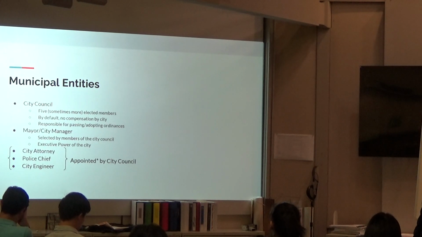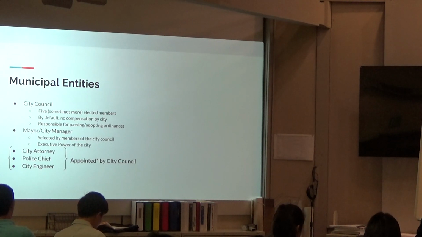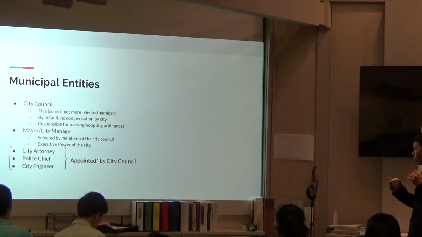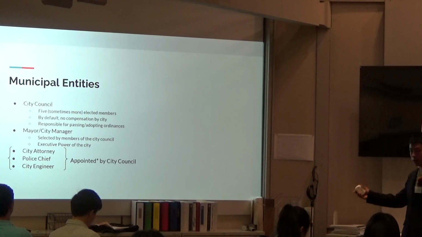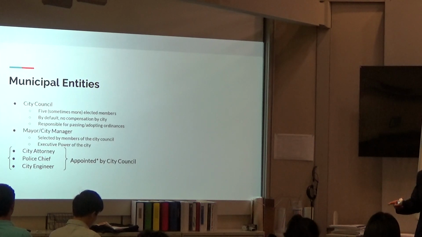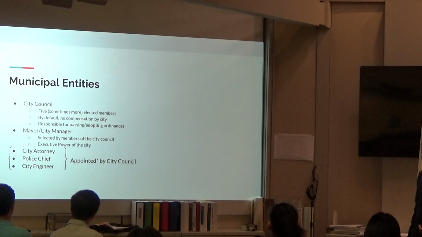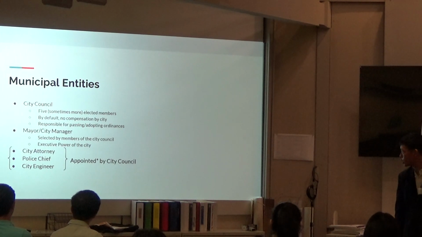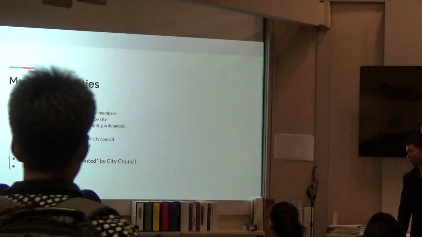And usually it's 5, though in some charter cities they make it 7 or 9, elected members of the city who are responsible for passing and adopting ordinances. So, for example, if I want to instate a new law, I'm going to go through the city council. And the city council runs a lot of city meetings that have people discuss. And through these city meetings, they come up with ordinances and pass them through. And usually there's no compensation, but sometimes it changes, and it all depends on what the city decides.